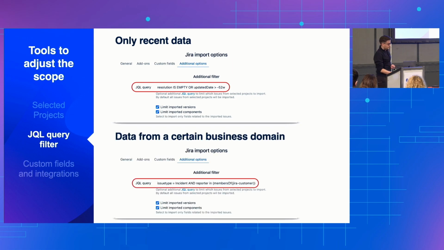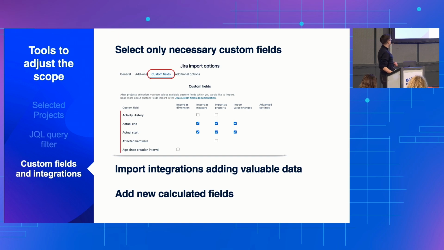And as I said, this is the same JQL query that is in Jira, so you can also filter by a certain business domain, for example, by incidents reported by the Jira customer group. And of course, select only the custom fields that you really need. You can add more later, because the more custom fields you select, first of all, it will clog up the user interface of the report builder, and secondly, it will also grow the size of your database.